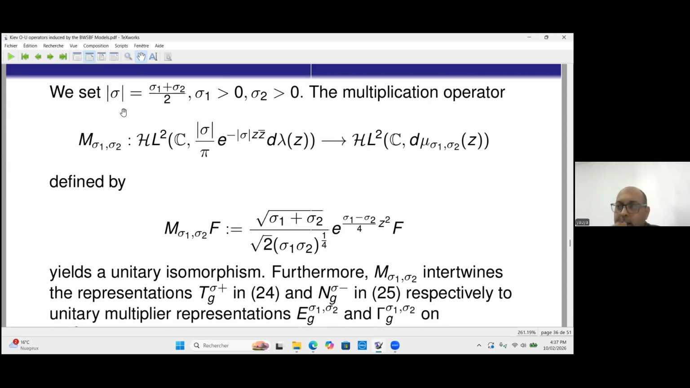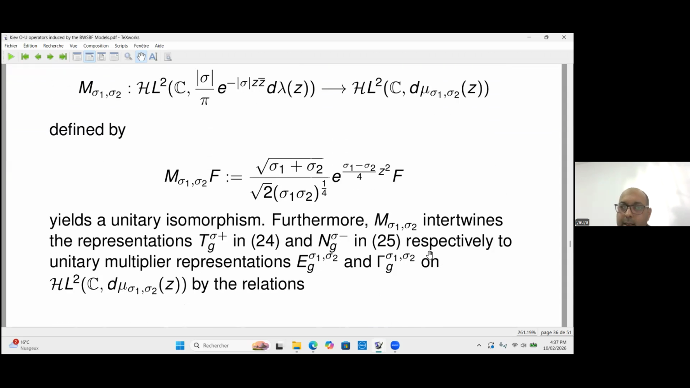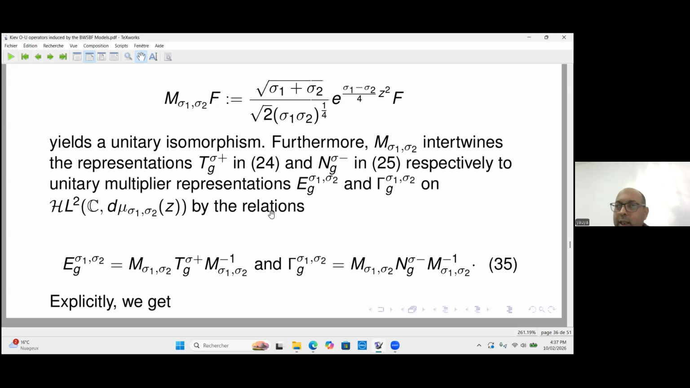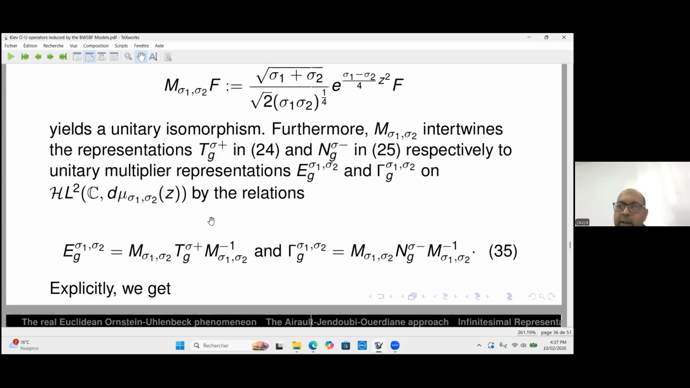So if we take the absolute value of sigma, I also give an example here. If sigma equals (sigma 1 plus sigma 2) over 2, we construct a unitary operator from the Fock space to this twisted, perturbed Fock space. Here, if sigma 1 equals sigma 2, we obtain the classical one. Moreover, this operator intertwines the representation Tj to a new holomorphic representation that is unitary with respect to the measure d mu sigma 1 sigma 2.